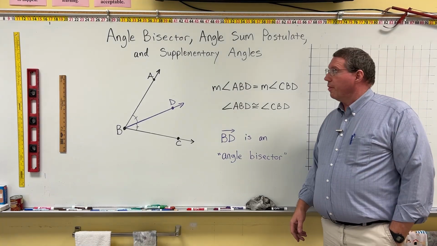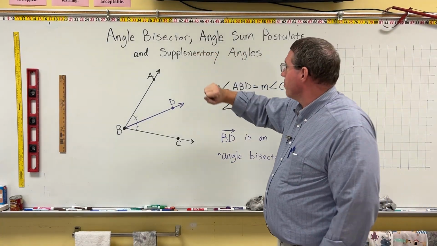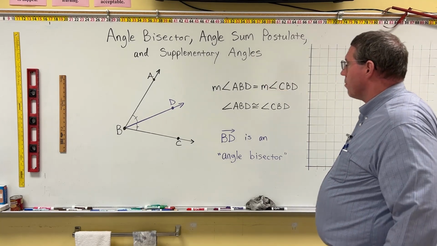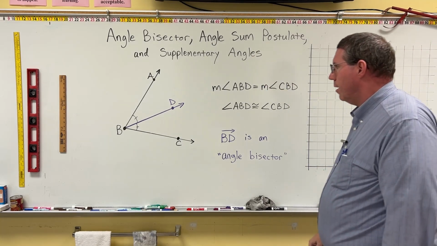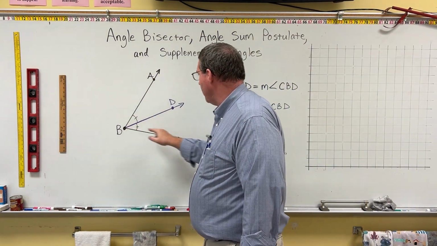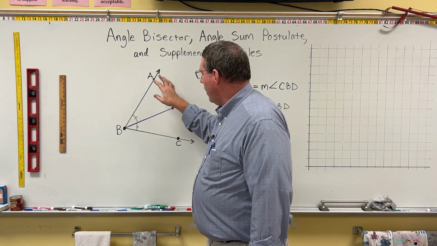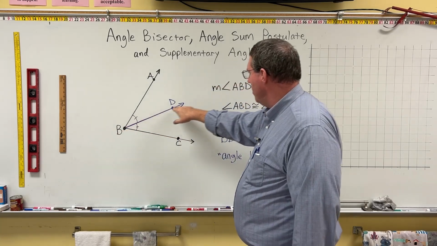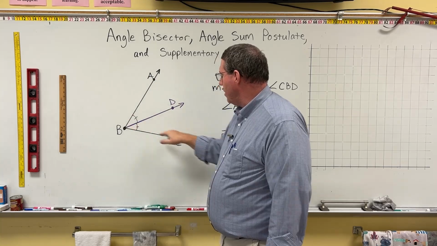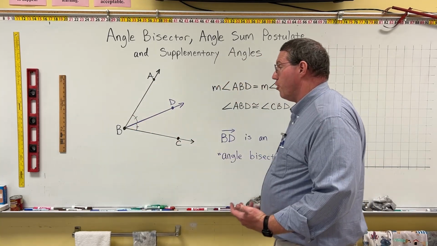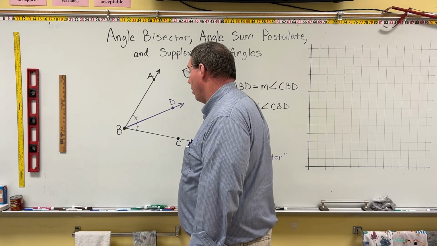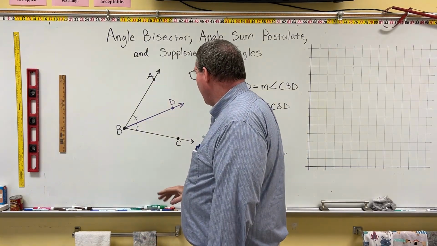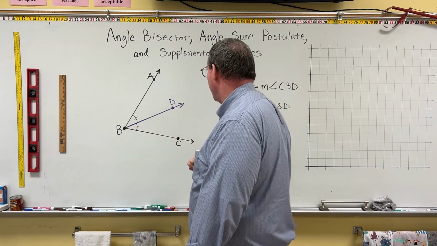All right, so let's finish up this lesson with angle bisectors, the angle sum postulate, and supplementary angles. Let's talk about angle bisectors real quick. Let's say that we have this angle ABC, okay? And we have this ray BD that cuts through the middle of angle ABC. Now notice what it does. It actually creates two smaller angles. It creates angle ABD and angle CBD, okay?